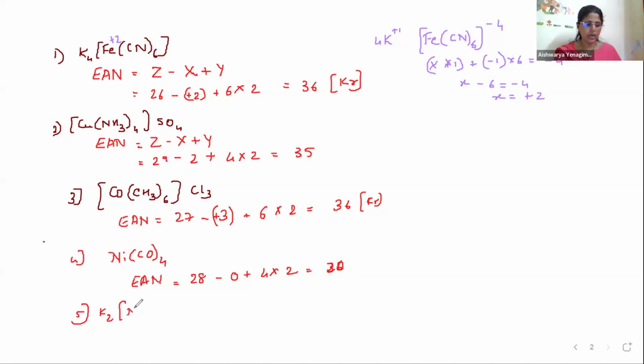K2[Ni(CN)4]. How do you do it? EAN is equal to, what is the atomic number? 28, minus charge 2, plus 4 into 2. How much do you get? You get 34.